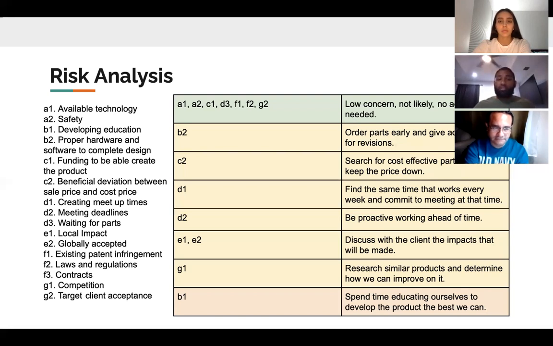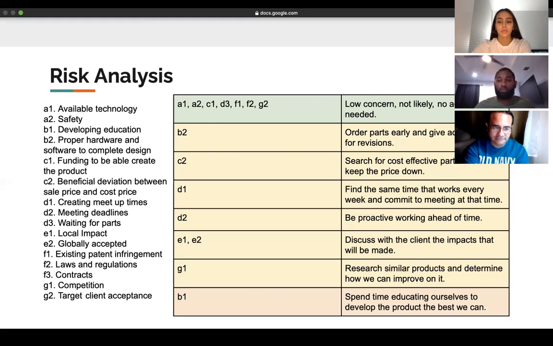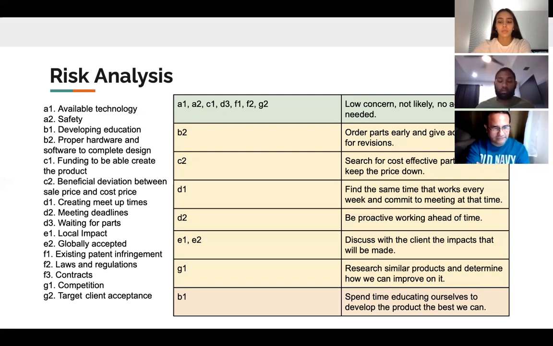The local impact, and is it globally accepted? Basically, we're going to try and discuss with our client the impacts that we're expected to make among our target audience. And then our competition. So we researched similar products and determined how we can improve on them. We looked around to see what else is out there. They already have Googles and Alexas, which are similar to our design. But the only thing that's different is they have two independent devices, a Google and then a secondary LED. Ours is all in one device, and there haven't been many devices like that out there yet. We'll discuss those patents in a few.